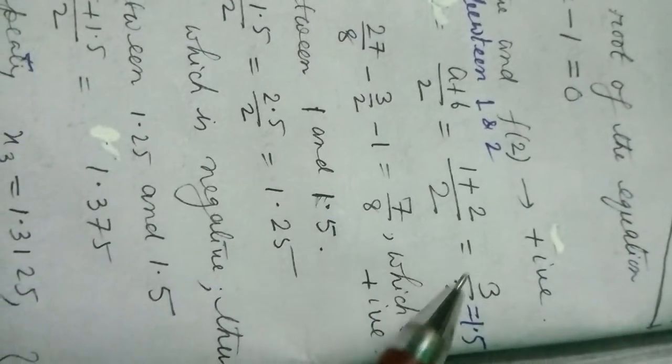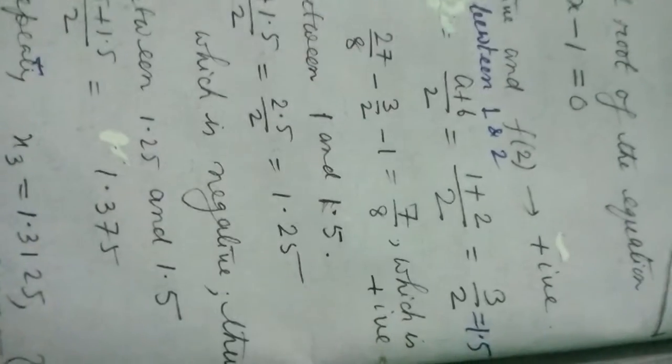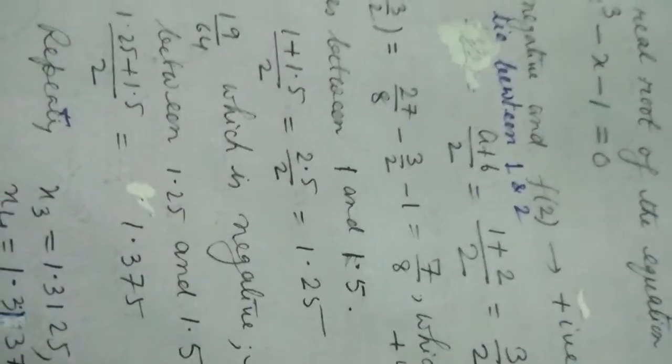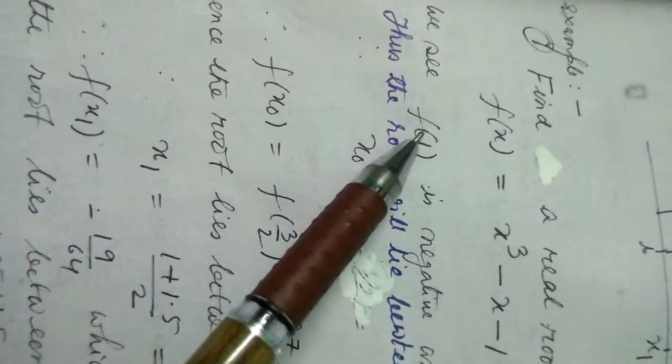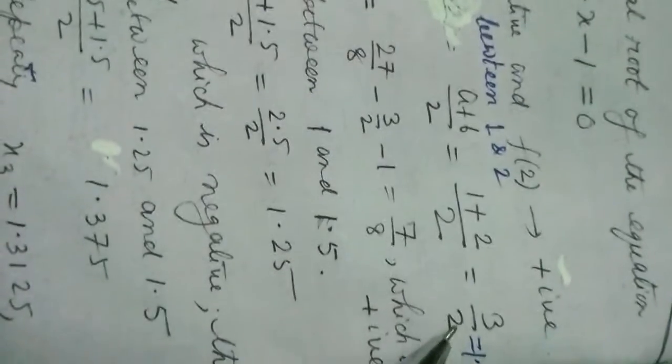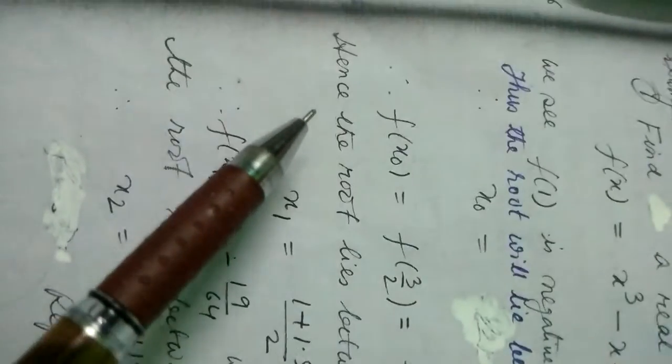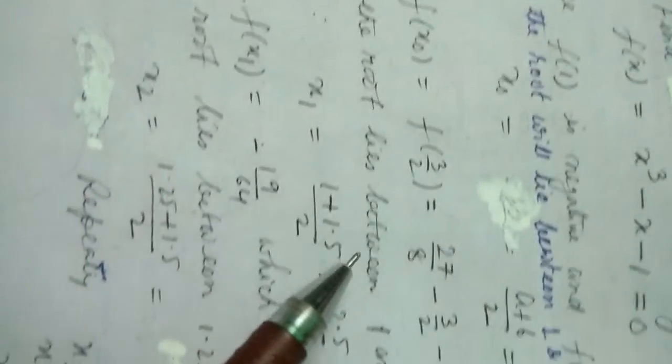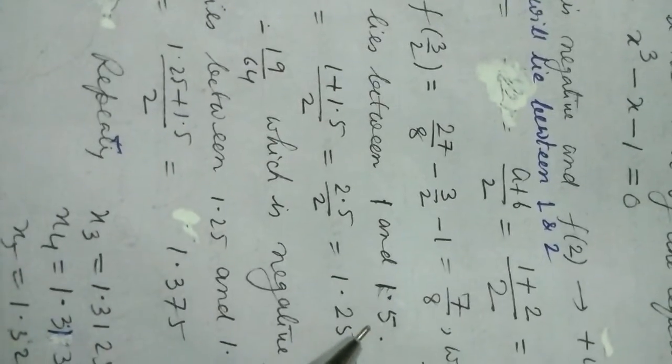This one, x naught is equal to 1.5. Function of x naught is positive. So this is the negative. So 1 and 1.5, this will lie. So hence the root lies between 1 and 1.5. Let me show you the total.